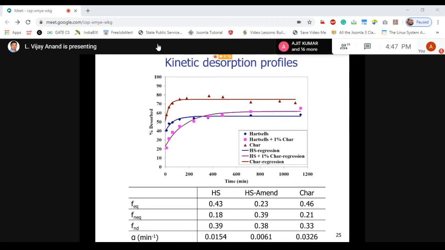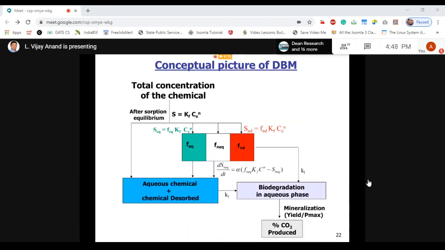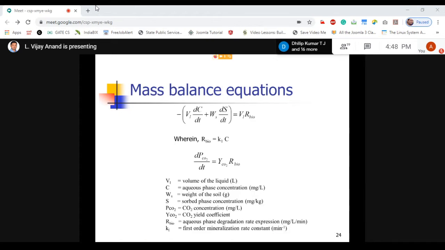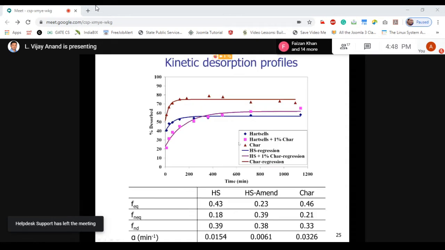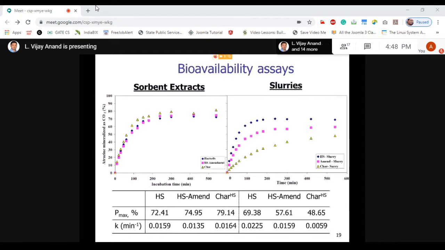Go back to the slide, please. In the DBM equation, the mass balance, the right side is a reaction term, right? Yes, the biodegradation term is the reaction term. It is a very simple reaction, just a linear first order reaction. Yes, just a first order reaction. That is what we have observed in our slurry system. If you look at the sorbent extracts, the degradation is just first order.